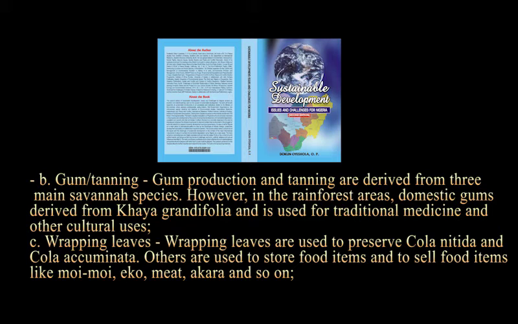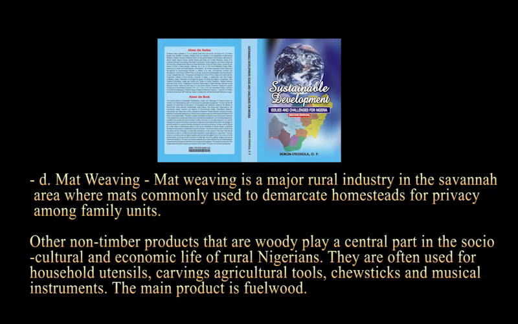C. Wrapping leaves. Wrapping leaves are used to preserve Cola nitida and Cola acuminata. Others are used to store food items and to sell food items like mwamwa, echo, meat, akara and so on. D. Mat weaving. Mat weaving is a major rural industry in the savannah area where mats are commonly used to demarcate homesteads for privacy among family units.